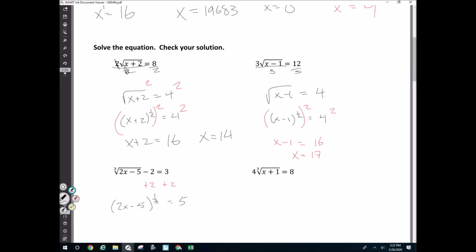Is everybody finding this not that bad? This is solving equations just by doing the same thing to both sides, just like we've always done with equations. Whatever we do to one side, we do to the other side. Equations have balance. I have 5 cubed, it's 125. I will add 5, I'll divide by 2.